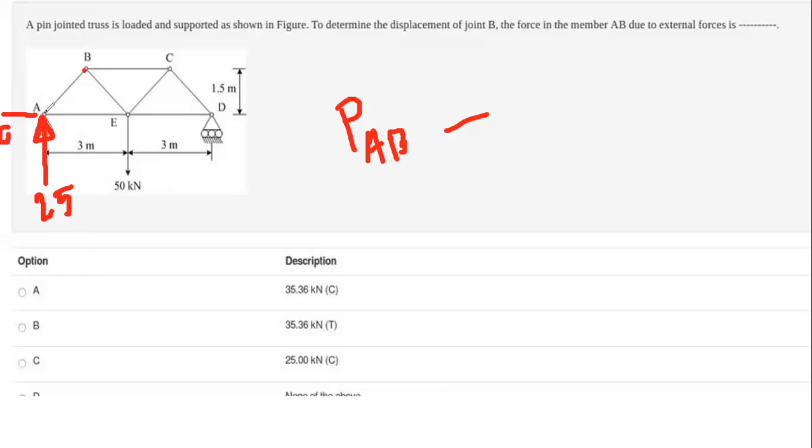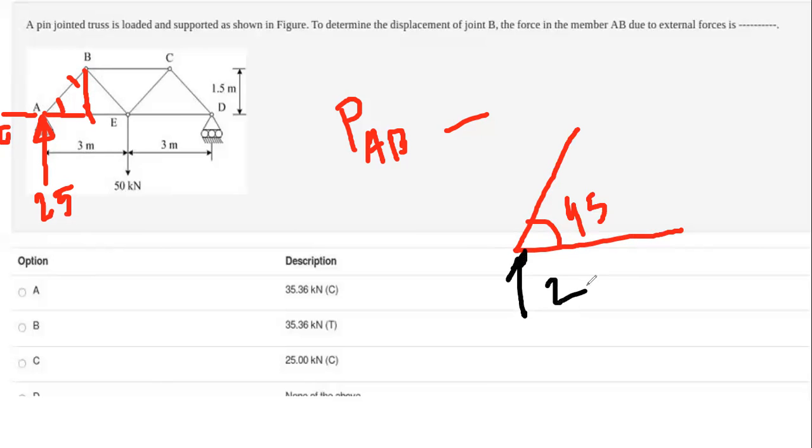Now, if you consider the joint A, we will assume these two forces are tensile, and this angle will be tan inverse of 1.5 divided by 1.5. So this theta will be 45. Means if you draw the FBD for joint A, this will be 45. Okay. And the reaction is 25. And this is the force that we have to find out, that is P force in member AB.